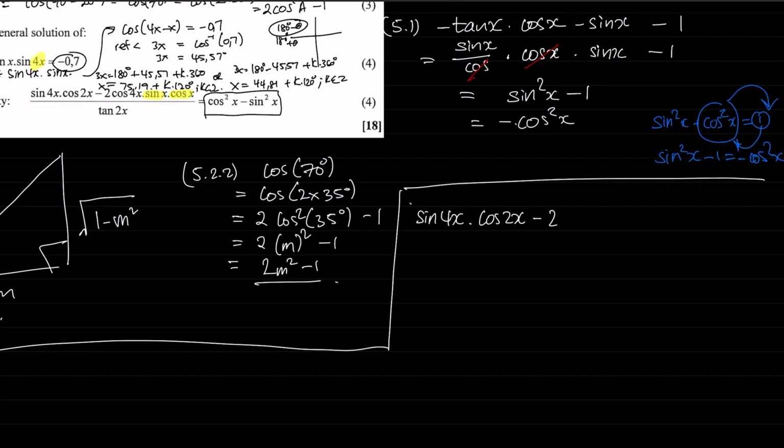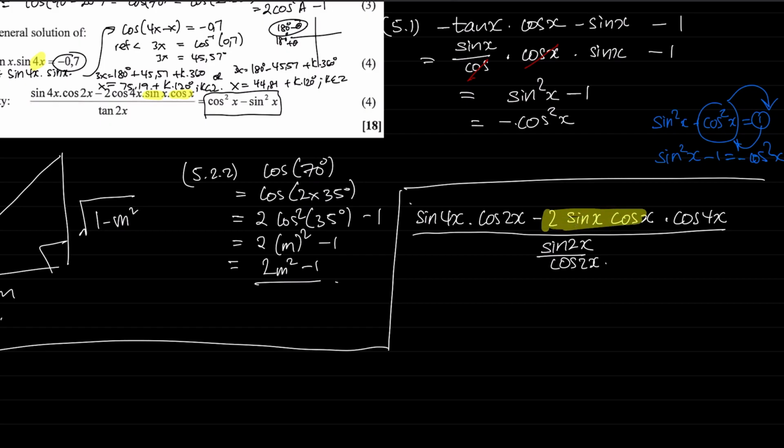So minus 2 sine x cos x, and then multiplied by cos 4x, and then divided by tan 2x, I can write as sine 2x over cos 2x. Now, the reason why I've brought this to the front is that now you can see that 2 sine x cos x is an identity that we know, right? And that is sine 2a. Okay? So, let's rewrite this.